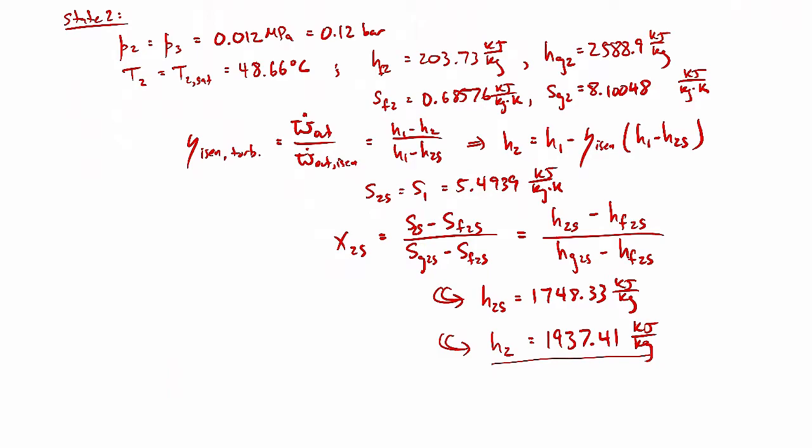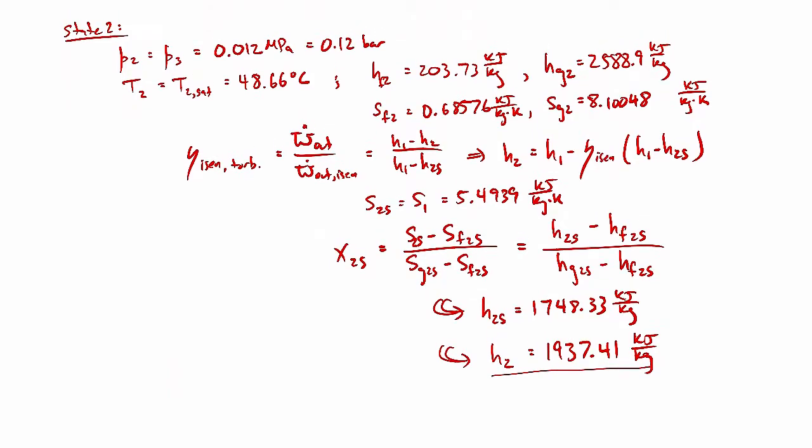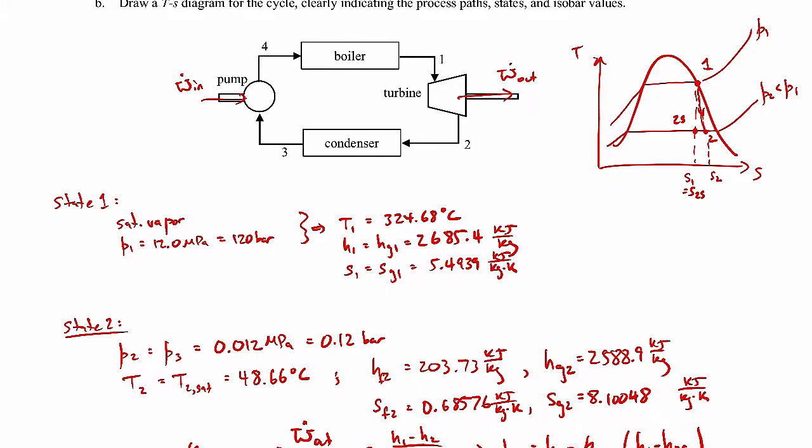While I'm there, I could also calculate the quality at state 2 and also the specific entropy at state 2. Might as well do that while we're here. Let me go back up to the picture. Notice that state 2 and state 2s are along the same isobar, so they'll have the same pressure. They'll also have the same temperature. You can see that right here. So T2 and T2s are the same.